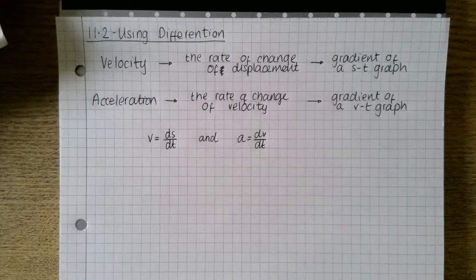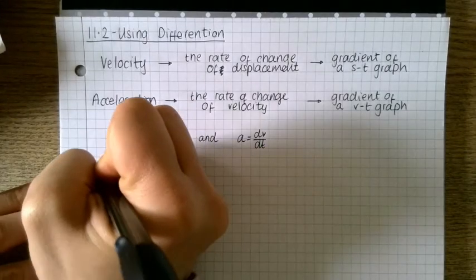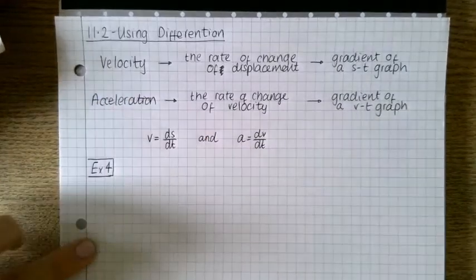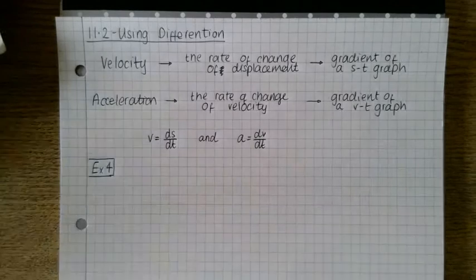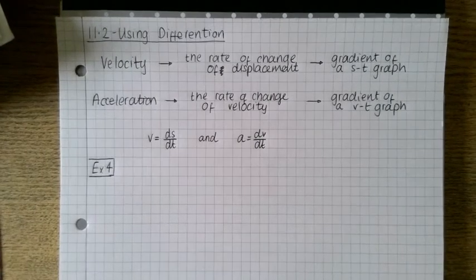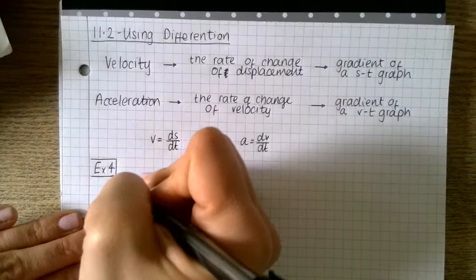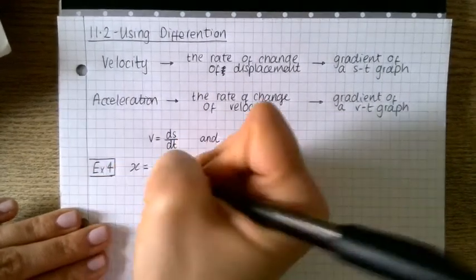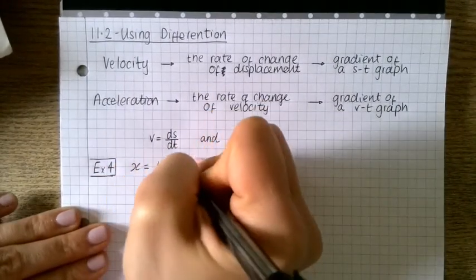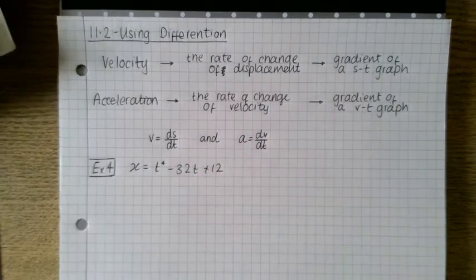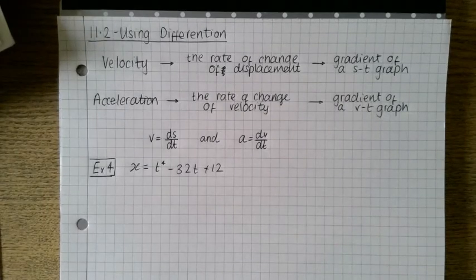So this is example 4 from the textbook. Example 4 says that we have a particle P moving on the x-axis at time t seconds. The displacement x from O, the origin, is given by t to the power of 4 minus 32t plus 12. And we are asked firstly, in part A, to find the velocity of P when t is 3.